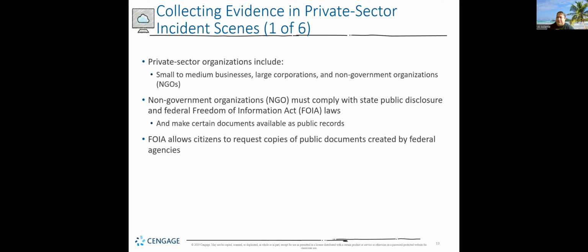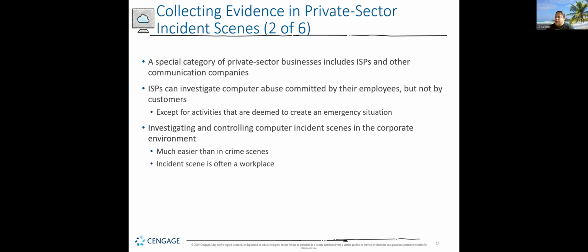FOIA allows citizens to request copies of public documents created by the federal agencies. Taxes, you can look at them. Payroll, you can look at it if it falls under that jurisdiction. So a special category of private sector businesses includes ISPs. What does that mean? Internet service providers, other communication companies, Sprint, T-Mobile, cell phone companies, pretty common.